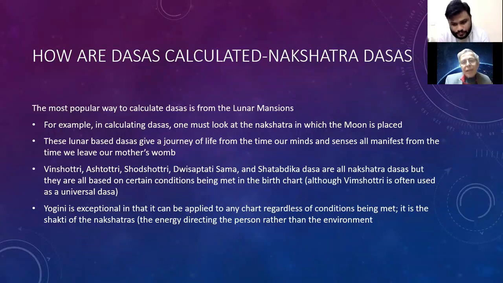Okay, so let's say if Mars is your atma karaka or Jupiter is your atma karaka, during those periods those traits which are more like you will manifest. Okay, so it'll be more attention and focus on the things that you want in life.